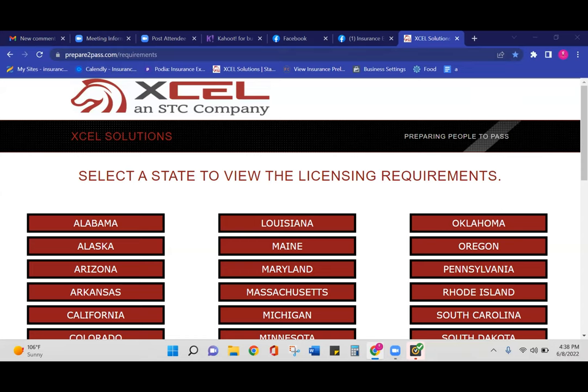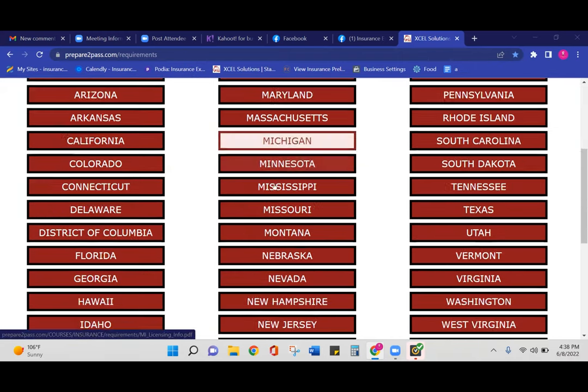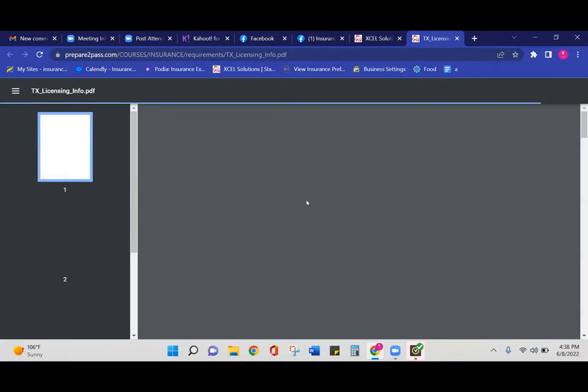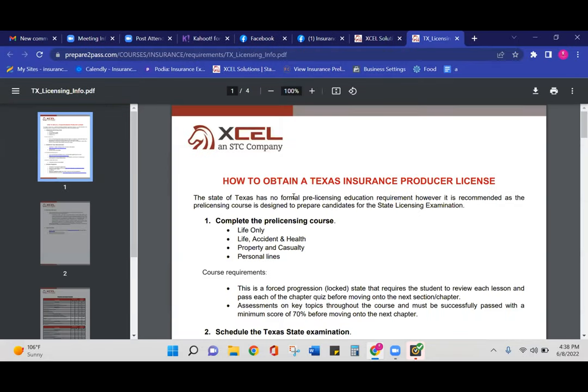Now, it doesn't matter who you're using, whether you're using Excel, Kaplan, AD Banker, ExamFX, whatever. It doesn't matter who you're using. You can still use this website to know how many questions will be coming from each chapter. So you just scroll down and then you pick your state. So we're going to start with Texas because there's a lot. That was the biggest one I saw.